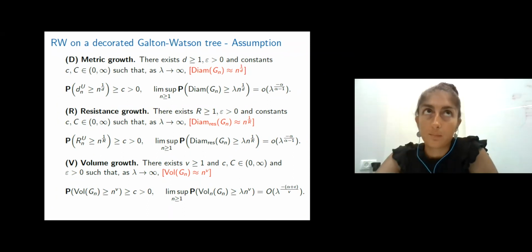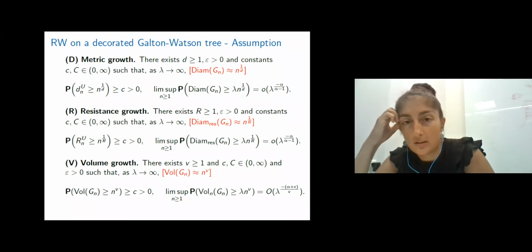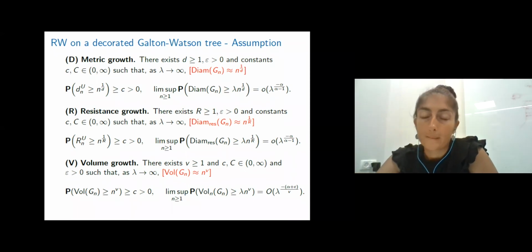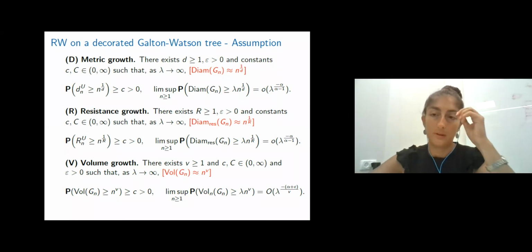We need to assume something about the family of graphs we insert. So we basically assume that there are three key exponents which tell you how the graph distance, the resistance, and the volume add up across the graphs we insert.